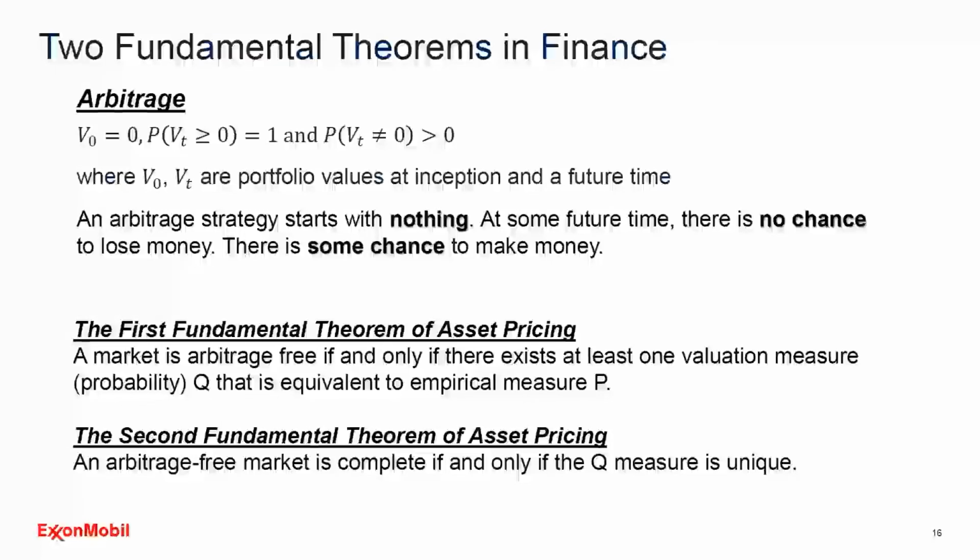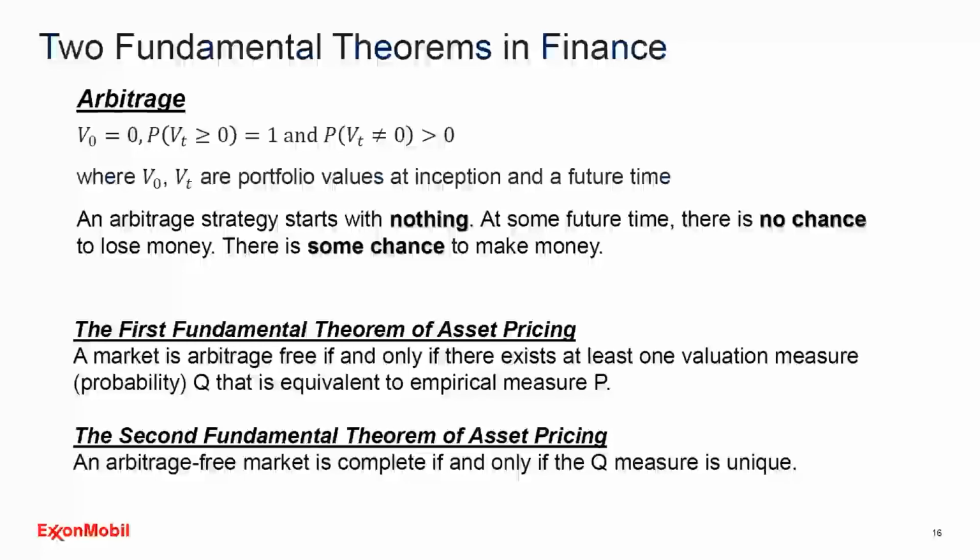Or to turn it into financial terms, that could mean the risk premium is not unique, and you simply need to charge enough risk premium. However, as I just found in the energy market, a lot of people simply use the second fundamental theorem of asset pricing, which says the arbitrage-free market is complete if and only if the Q measure is unique.